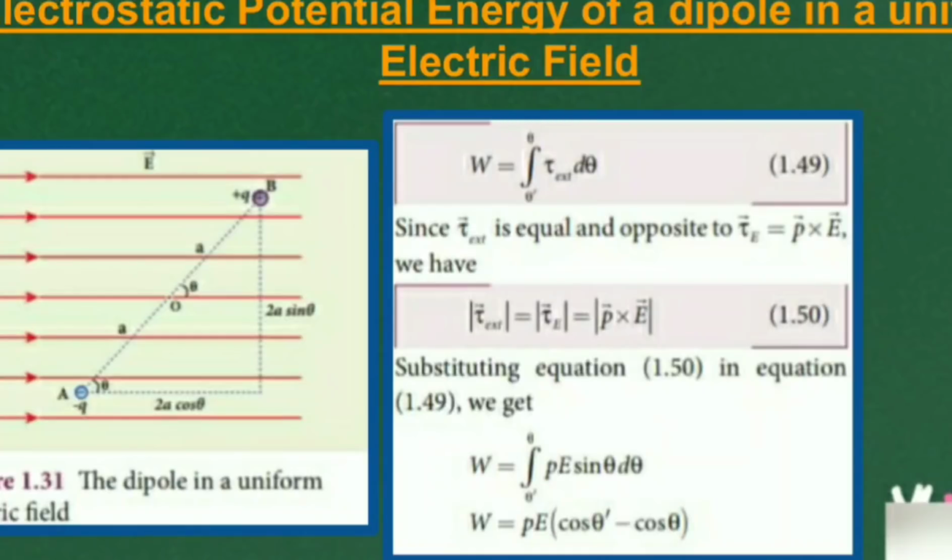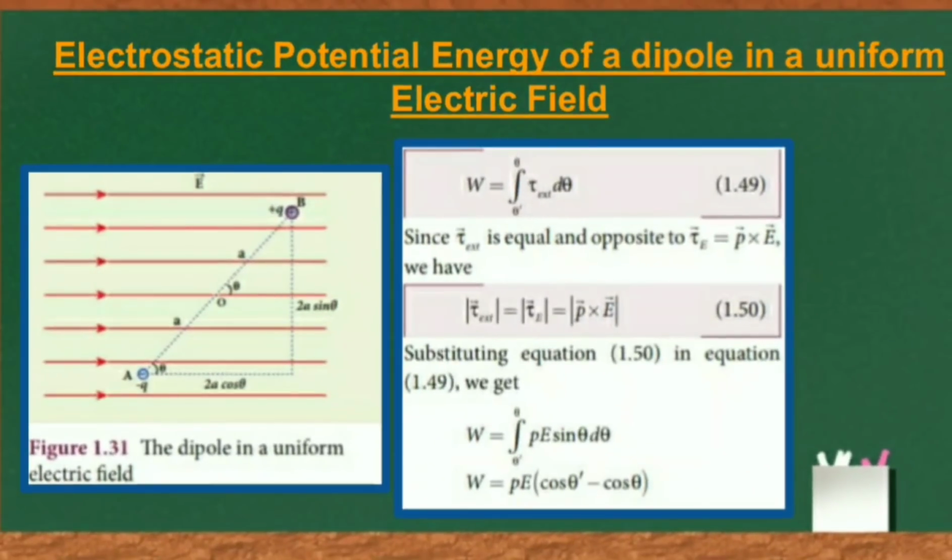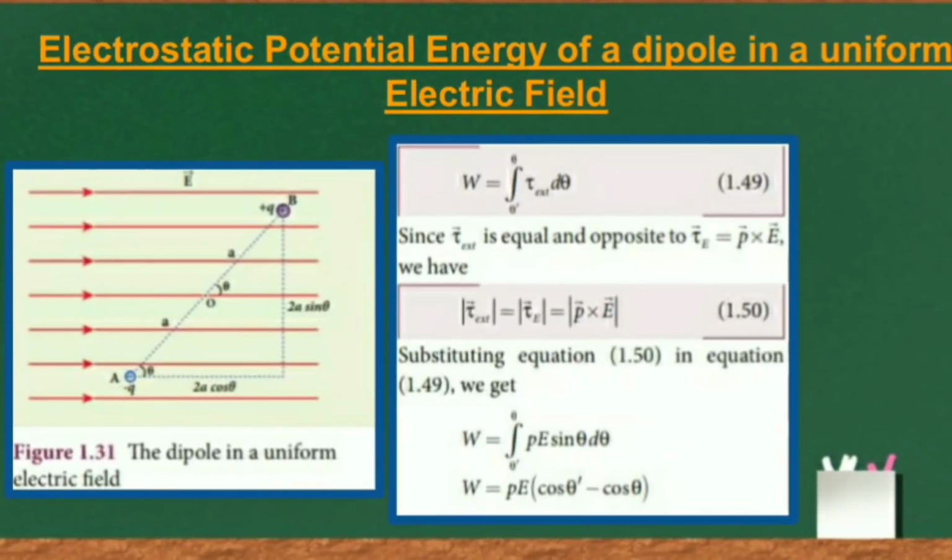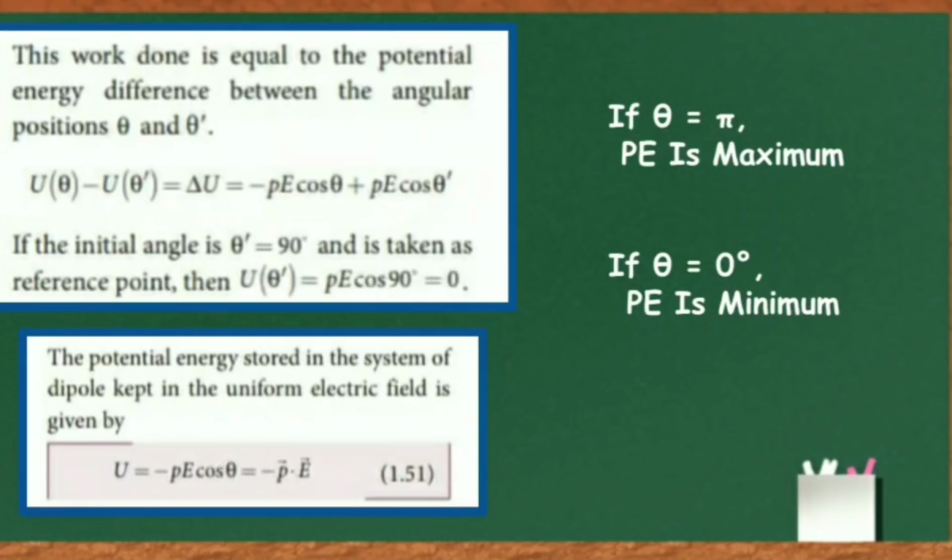Take pE outside. On integration of sin theta, that will give you minus cos theta. On applying the limits, because of that minus sign, theta dash will come first, and cos theta will go as the second term. So it is pE into cos theta dash minus cos theta. So this is your work done. Now we know that work done is equal to the potential energy difference between the angular positions theta and theta dash. So it is rewritten as U of theta minus U of theta dash is delta U, and that is equal to the previous equation.